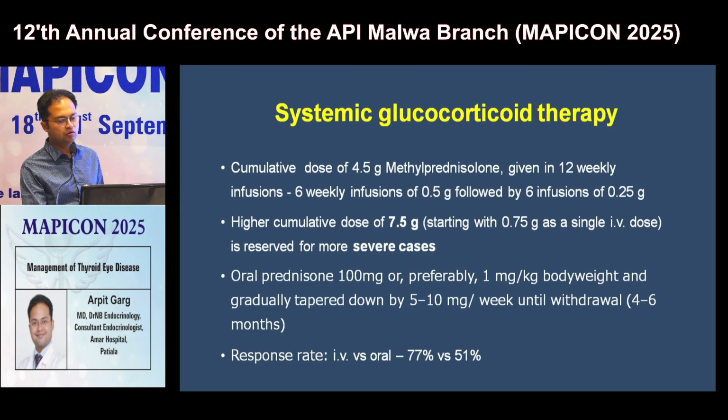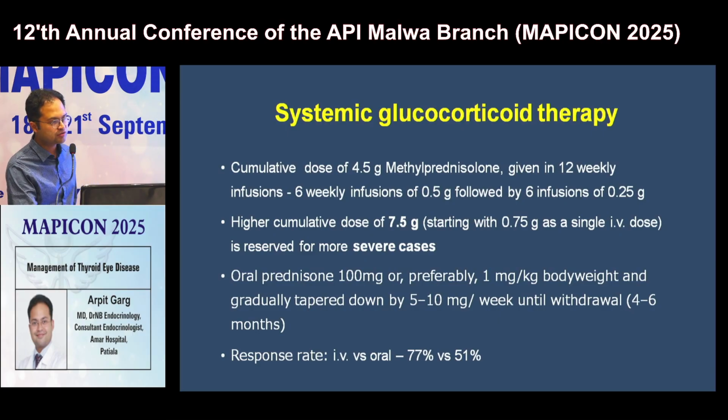Coming to the systemic glucocorticoid therapy, as I've already told, a cumulative dose of 4.5 grams methylprednisolone is given in 12 weekly infusions, 6 weekly infusions of 0.5 grams followed by 6 infusions of 0.25 grams. Then a higher cumulative dose of 7.5 grams is reserved for more severe cases. Oral prednisolone has also been tried. It can be given in a dose of 1 milligram per kg, gradually tapered down by 5 to 10 milligrams per week until withdrawal over 6 months.